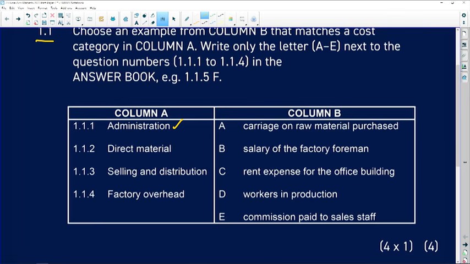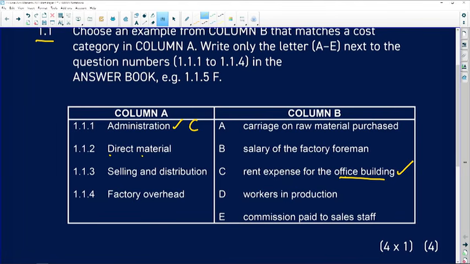Right, so in terms of administration, when we look at the examples given, example A, carriage on raw materials purchased, definitely not admin. Salary of the factory foreman, no, because he's part of the factory, so definitely not admin. Rent expense for the office building. Immediately, administration deals with the office, so I don't need to read further, it has to be C. Done and dusted. Let's move on to the next cost category.